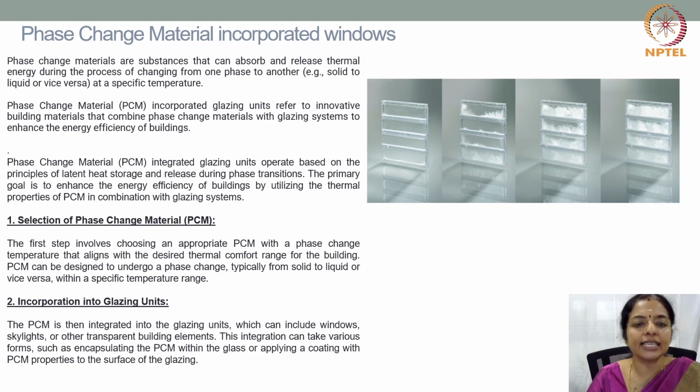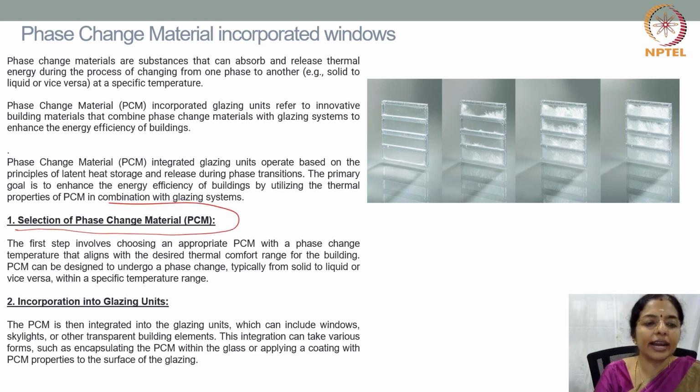with glazing systems. So the first step is selection of phase change material. This first step involves choosing the correct kind of PCM. Choosing an appropriate PCM with a phase change temperature that aligns with the desired thermal comfort range for the building is important. PCM can be designed to undergo phase change, typically from solid to liquid or liquid to solid, within a specific temperature range.